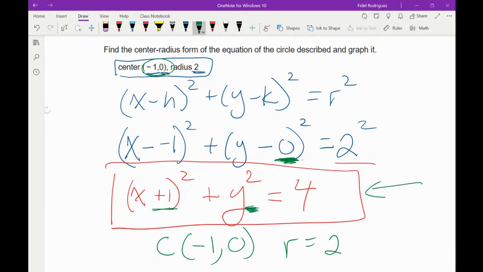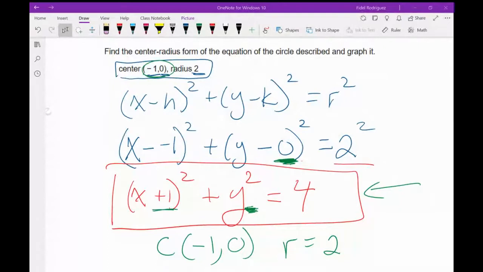Okay, so I'm going to fill this part in where we actually have to write it out, because the first thing it wants me to do is write out the equation. So here's my equation. Right here, guys, I'm going to put (x plus 1) squared, plus y squared, because the y coordinate happened to be 0, equals 2 squared, which we said was 4, right? So we're going to check our answer. Boom, we got it done, right?